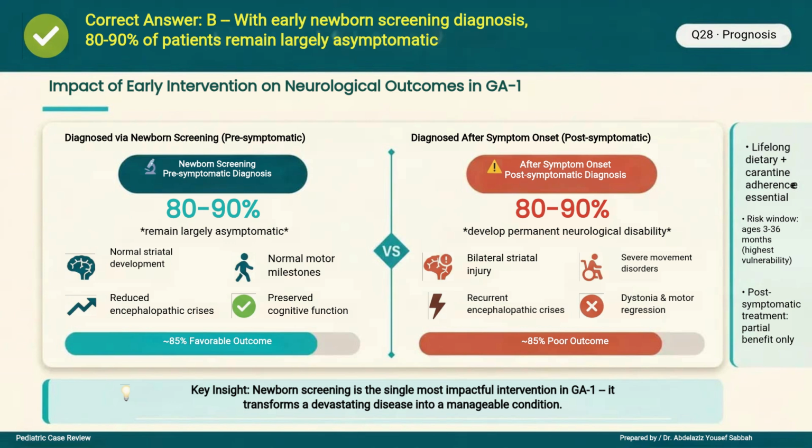The peak vulnerability window is between 3 and 36 months of age. Newborn screening is the single most impactful intervention in Glutaric Acidemia Type 1. It transforms a devastating disease into a manageable condition. Lifelong dietary and carnitine adherence remains essential.